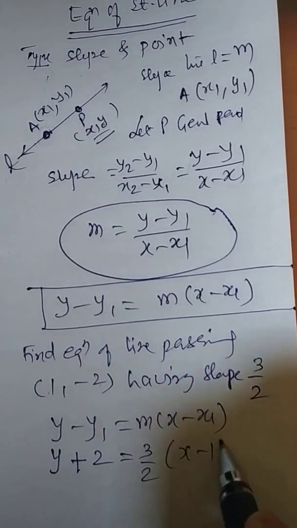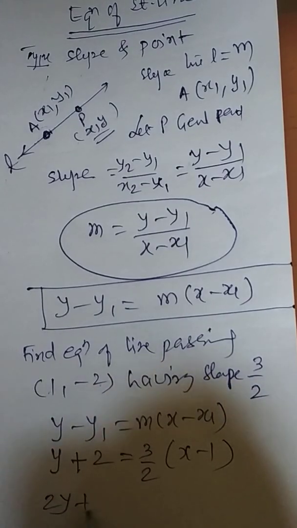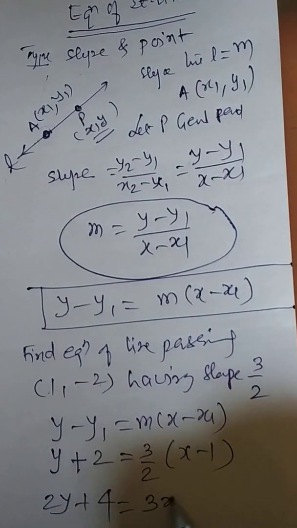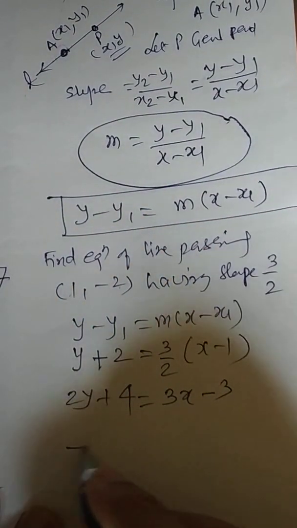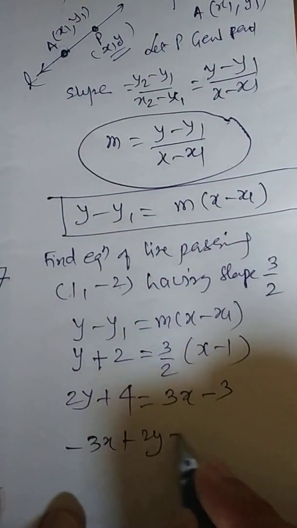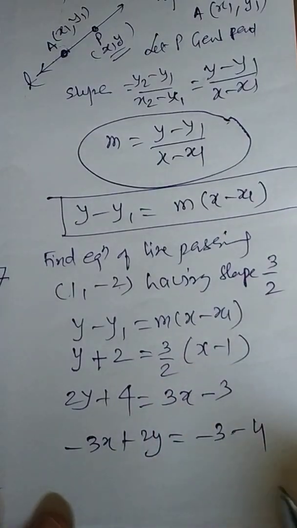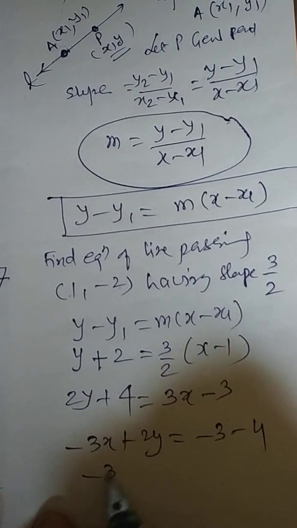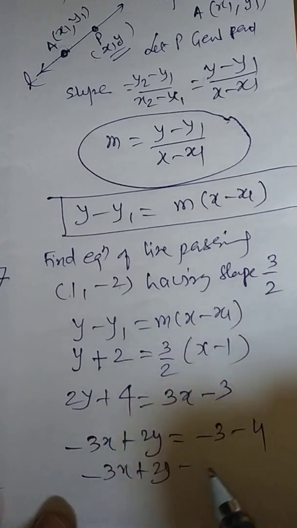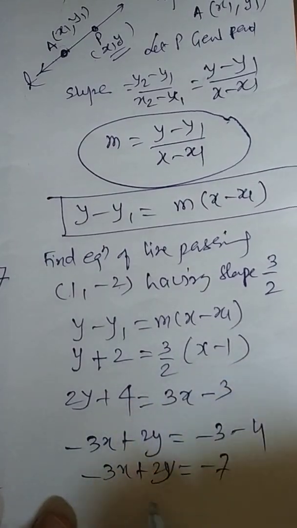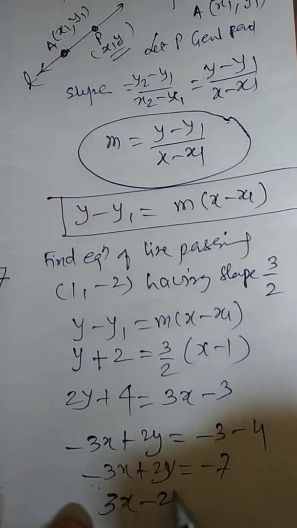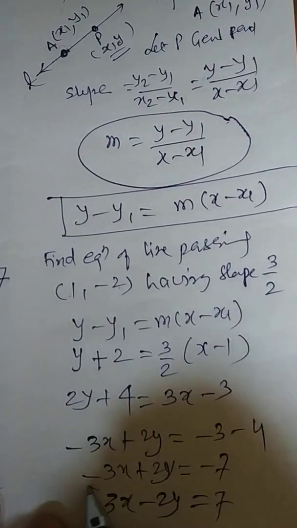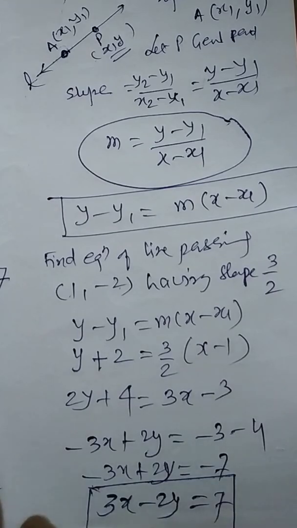I am just replacing the values, nothing else. 2 is multiplied: 2y plus 4 will be equal to 3x minus 3. So you can simplify further. I am just bringing minus 3x plus 2y will be equal to minus 3 minus 4. So it will be minus 3x plus 2y equal to minus 7. If you don't want the minus initially, you can change the sign. This will be nothing but the required equation of the line.